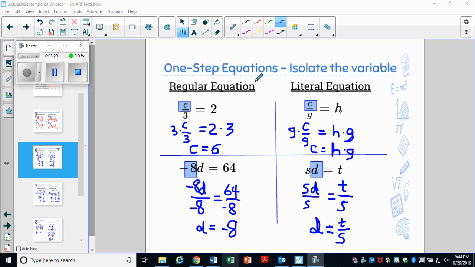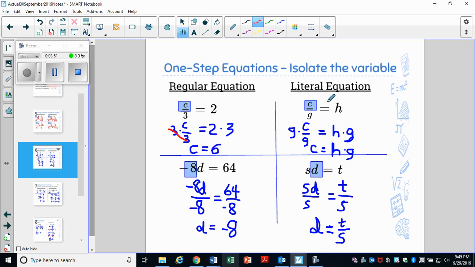Now, one-step equations involving multiplication and division. In this case, we see a division problem. c divided by 3 equals 2. We want to isolate the variable c. So therefore, we multiply both sides by 3. 3 is your denominator. And as a result, multiply 2 times 3 as well. The result is c equals 6.